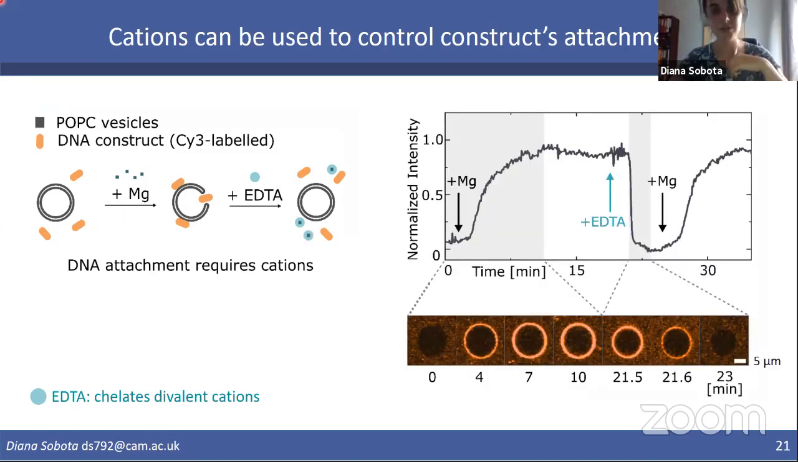It was a very fun experiment to perform, just sitting there and adding consecutively magnesium, EDTA, one by one, and seeing the rings appearing and disappearing one by one. This works, but now, obviously, we don't really care for the little fluorescent rings to appear and disappear. We want to do something with it.